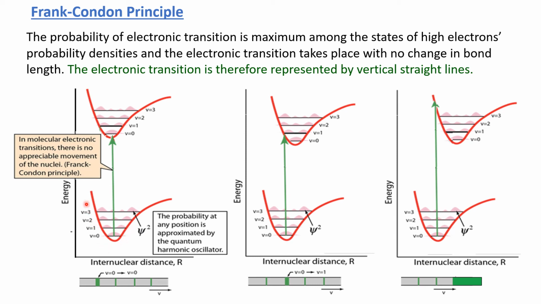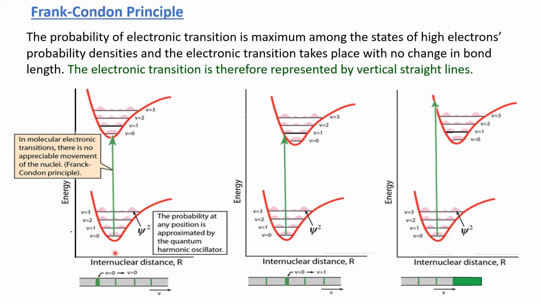So here, this is the lower electronic state, which consists of multiple vibrational states. This is the upper electronic state, which consists of multiple vibrational states. And these are the probability density curves for the electron density. So the transition from this to this is highly probable, because this is the transition from a high probability density state to a high probability density state, along with the transition that takes place at no change in the internuclear distance. That is why it is represented by a vertical line.